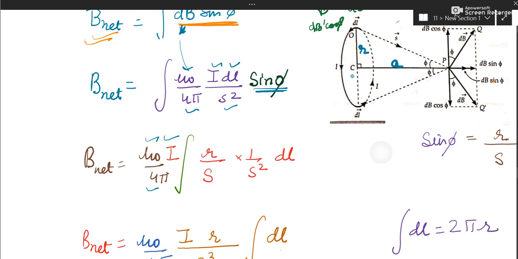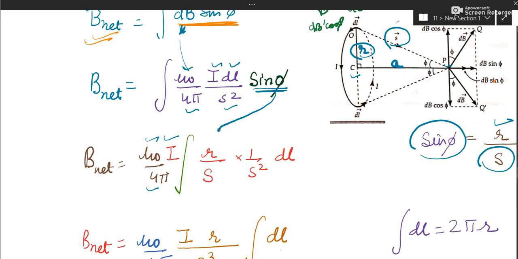Axial distance between center and point P. My notations are these. Sine phi can be written as perpendicular, which is R, you can see here, and hypotenuse, which is S. So sine phi I have opened like this. The rest of the quantities have gone out. Three quantities have gone out.